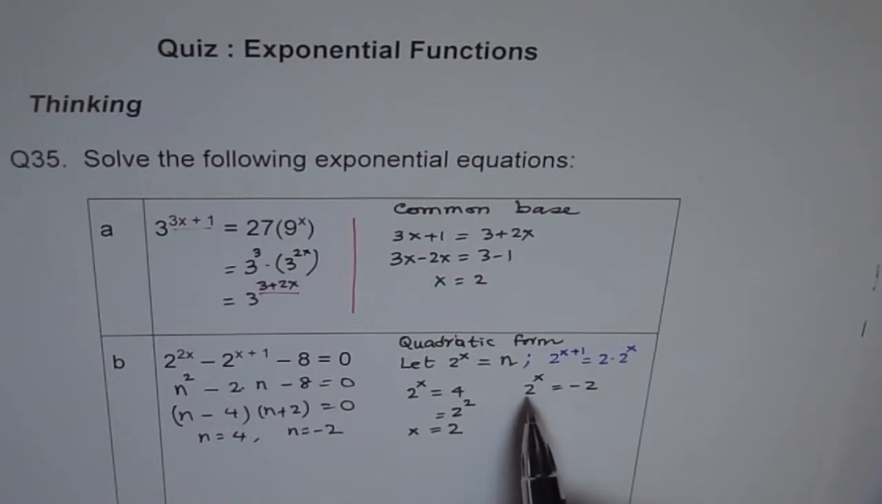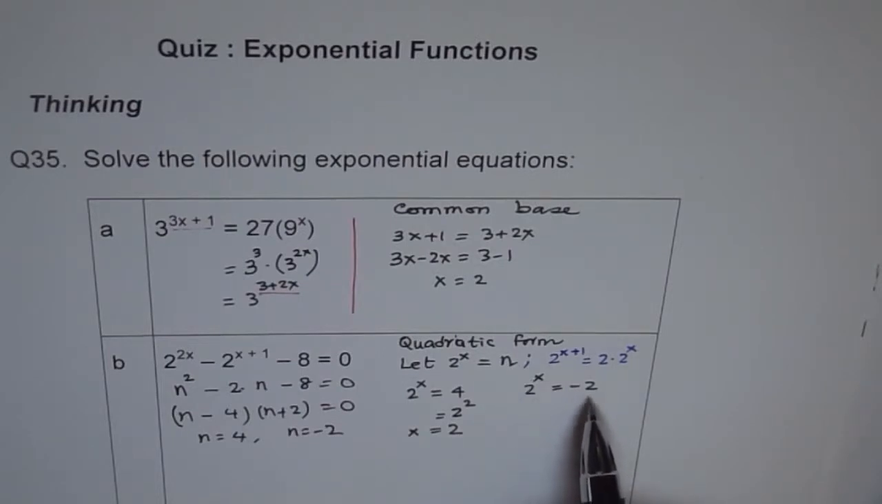Now, this is the other solution. How can I get 2 to the power of x as minus 2? It cannot be negative 2, correct? So 2 to the power of x cannot be negative 2. Therefore, I have no solution for this. So I have only one solution, which is x equals 2. Right? So that's my solution.